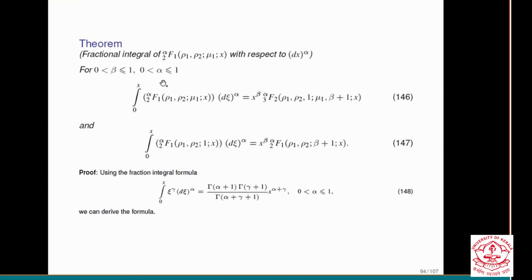That's the integral of this with respect to dx alpha. So here, if I put alpha equal to 1, you will get the ordinary Gauss hypergeometric series. So imposing the condition, this can be put as equation 146, 147. Okay, and these conditions are given here now. This is your 148.